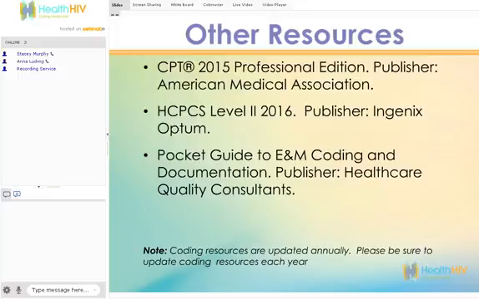Some other resources that you should have in your facilities: the CPT coding book, the HCPCS coding book, and if you can get yourself copies of the E&M pocket guide. A lot of providers find this helpful in helping to select the appropriate E&M levels for services that they're providing in their practices. So remember, the CPT codes are 100% numeric. The HCPCS codes are those alphanumeric codes that begin with the alpha G for the purposes of the HIV testing services.